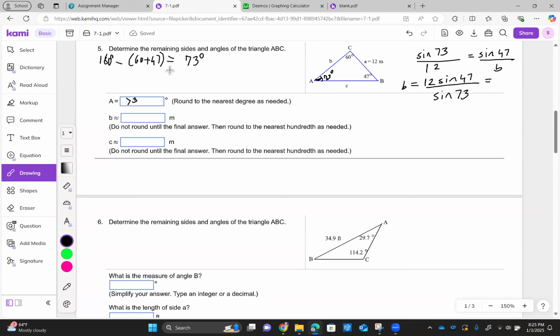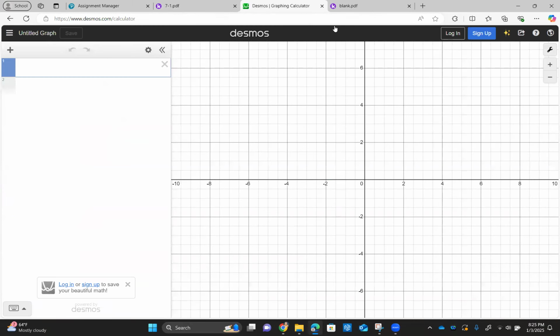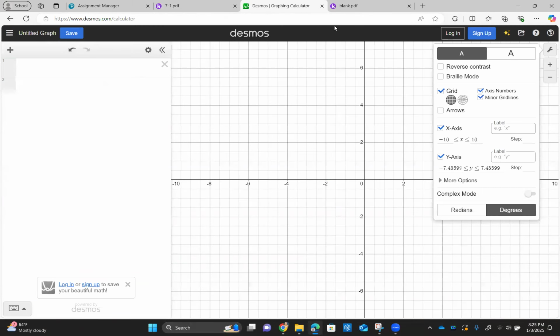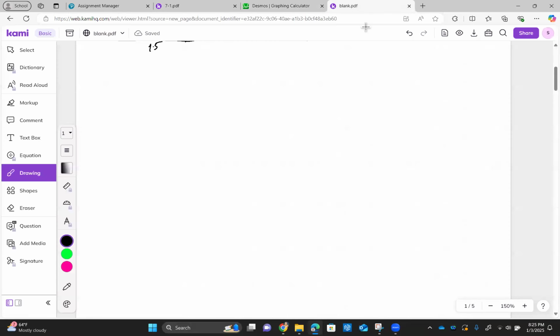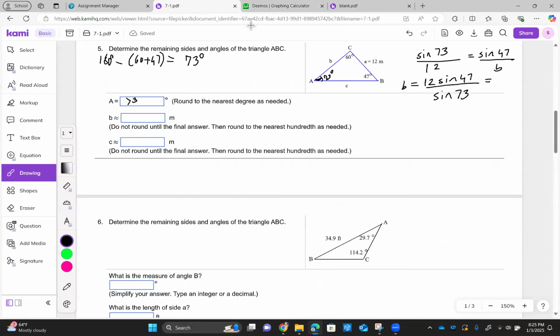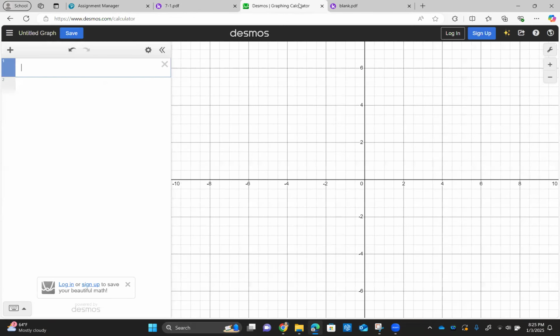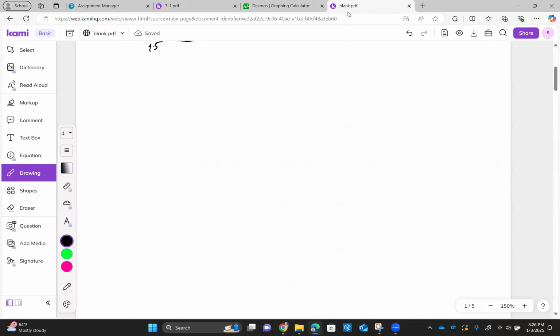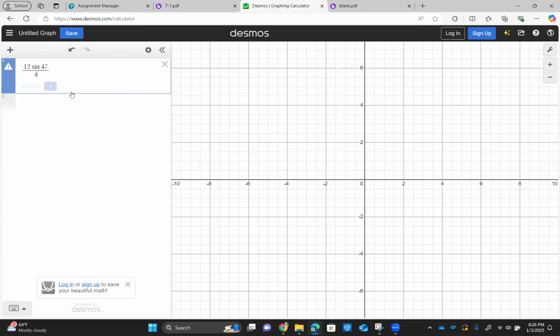Now, for this question, we have to use a calculator. So I have my Desmos open here. I just have to make sure that I change this to degrees, because the given angles are in degrees. And I need to evaluate 12 times sine 47, and then the denominator is sine 73. The calculator will give me the answer as 9.177.